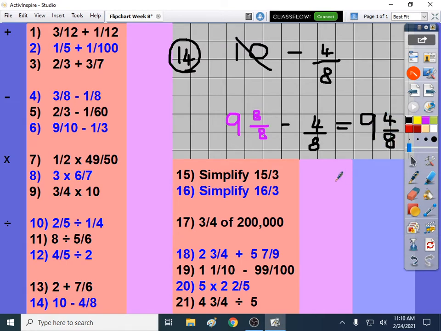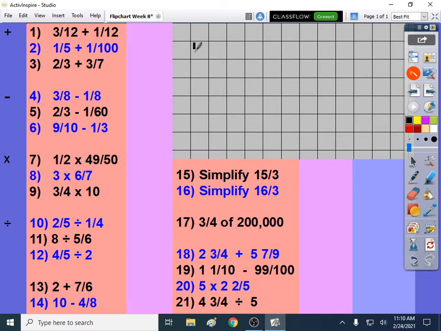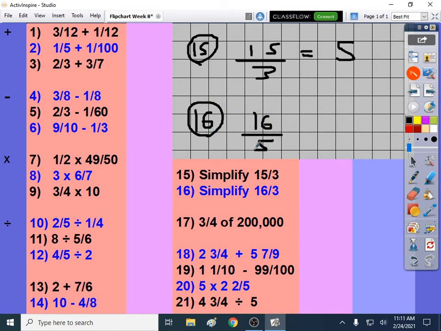9 and 4/8 is the same as 9.5. Either one of those answers would be fine though. 9.5. On to question 15. Question 15 feels pretty easy after some of the ones that we've done. 15 divided by 3 really, isn't it? That's what it is, and it's 5. So simplify 15 thirds, it's 5 whole ones. 16 thirds is almost exactly the same. 16 thirds is 5 whole ones and 1/3 left over.